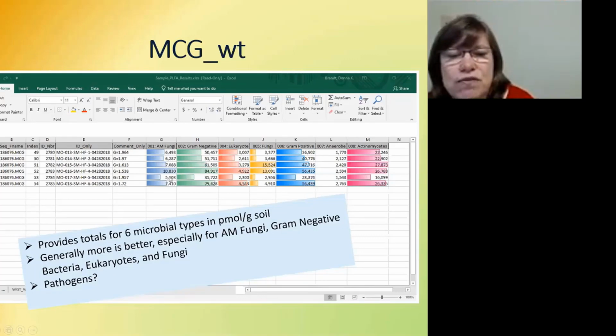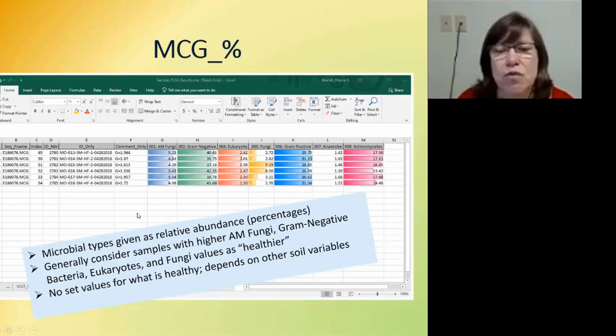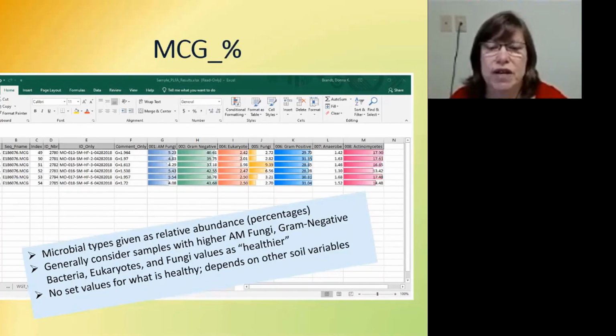And also the fifth one, pretty much across the board, has the lowest levels of all of the different types of microbes. So now let's look at where we have the relative abundance.